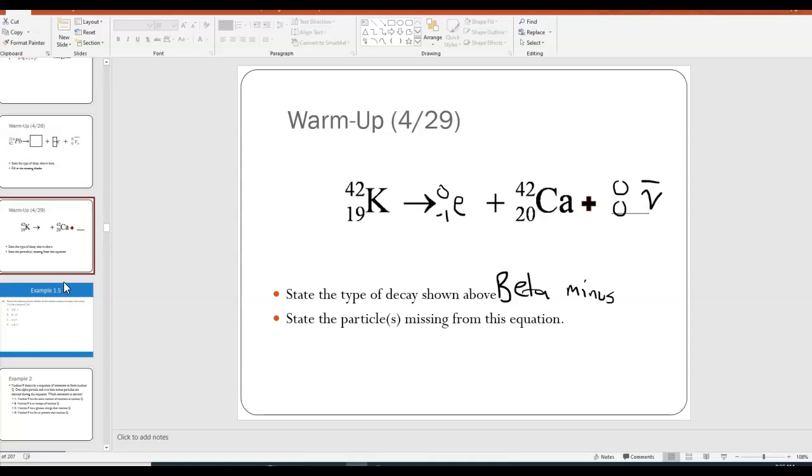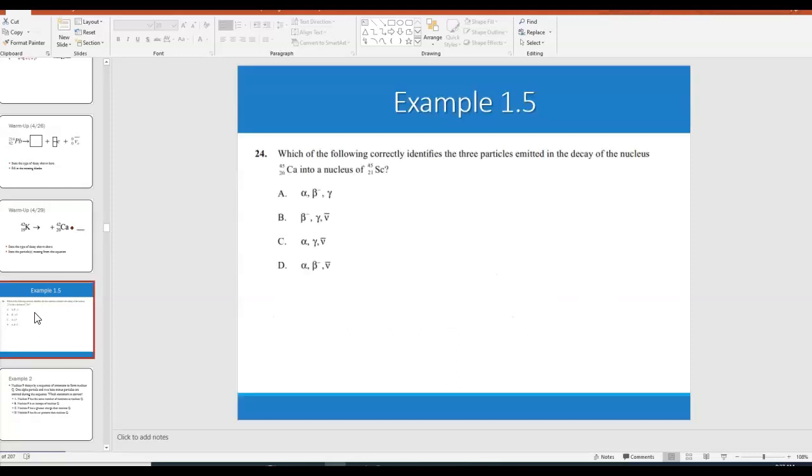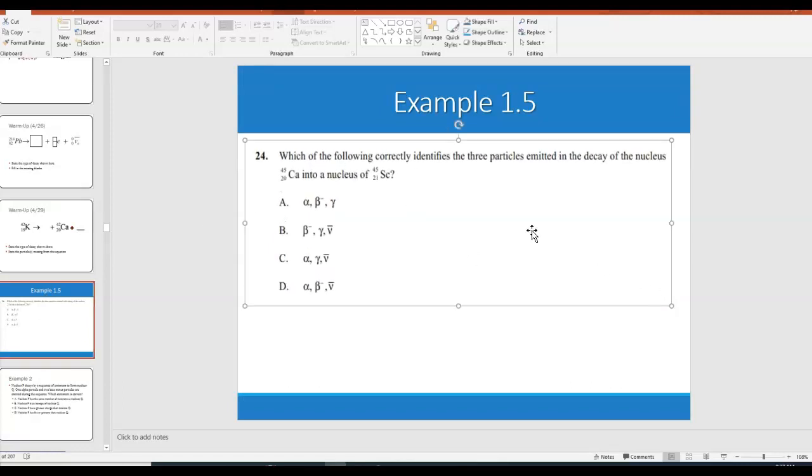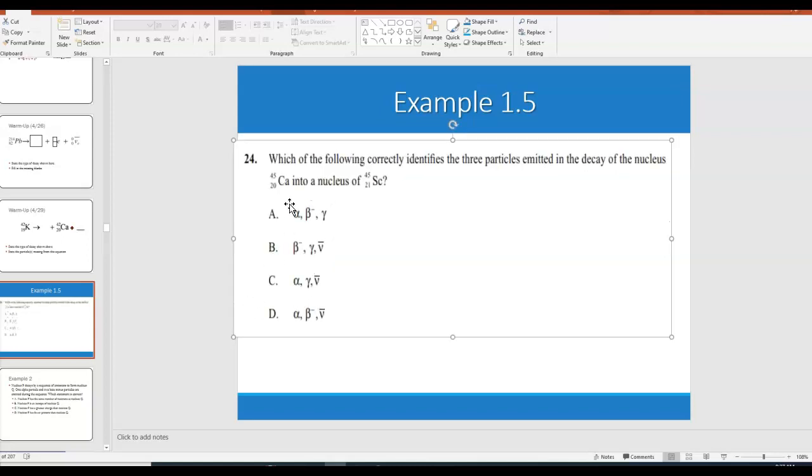We're just going to do a few more examples. Okay, so take a look at this example. This is example 1.5. This is actually from a previous IB exam. Okay, and it says, which of the following correctly identifies the three particles emitted in the decay of the nucleus? Calcium 45 into a nucleus of, I think SC is strontium, I'm not sure, or scandium. Luckily, you don't need to know what the elements are to answer the question.